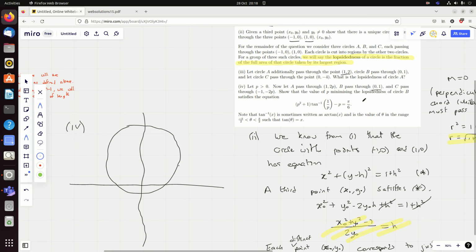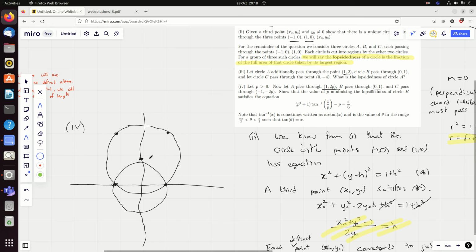B still passes through 0, 1. So I'm going to draw that exactly as before. Remember, these are supposed to be passing through the same point, as mine aren't. And then what about C? Well, that's minus 1, minus 2p. Now, straight away I notice, well, if it's going through 1, 2p on this side, it will also be going through minus 1, 2p. And that's just because you should have a nice arrangement here.